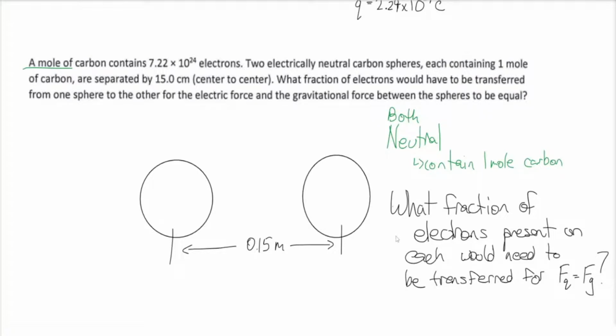So this is more so a problem with, first of all, is there an FQ? Is there an FQ right now? One word that you can point to say yes or no. No. Why? Neutral. So if they're neutral, they don't have an FQ. So it can't be equal to the FG, right? Can I ask you, what FG is this? Is this mg for each of them?